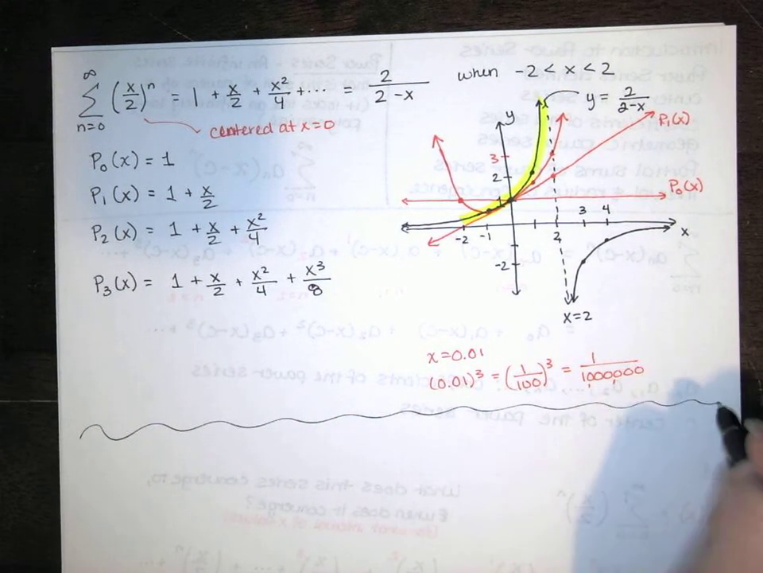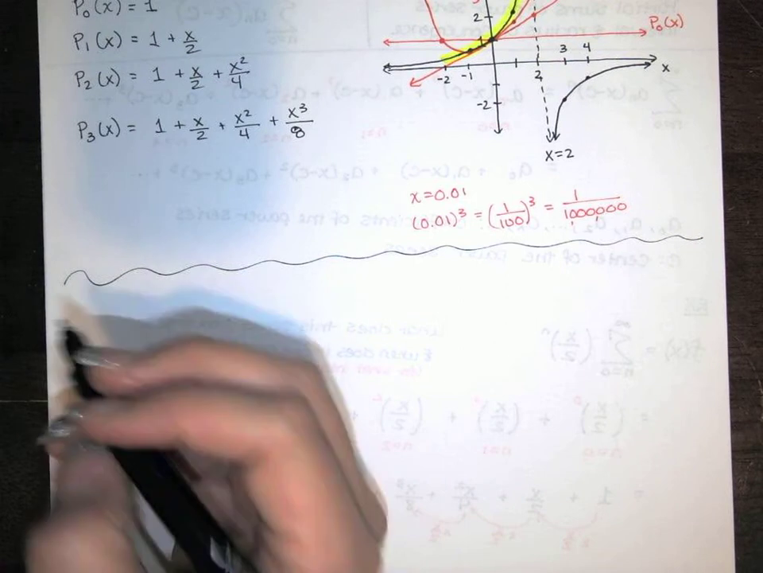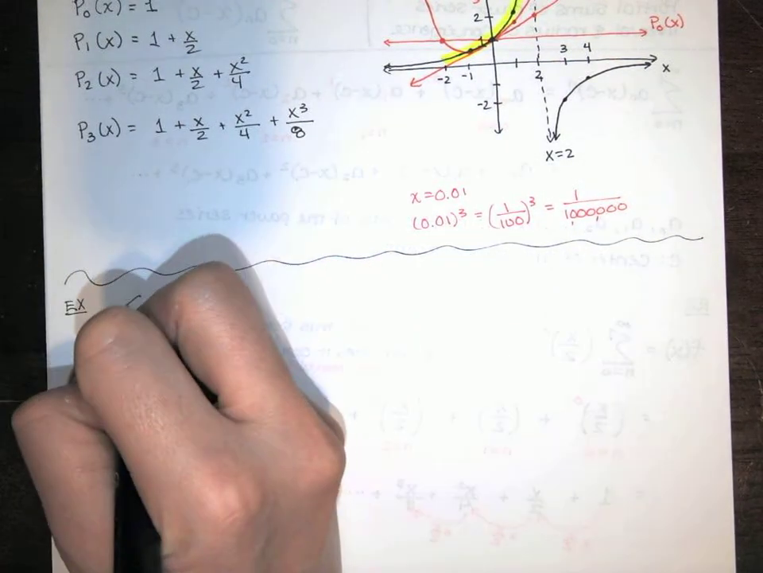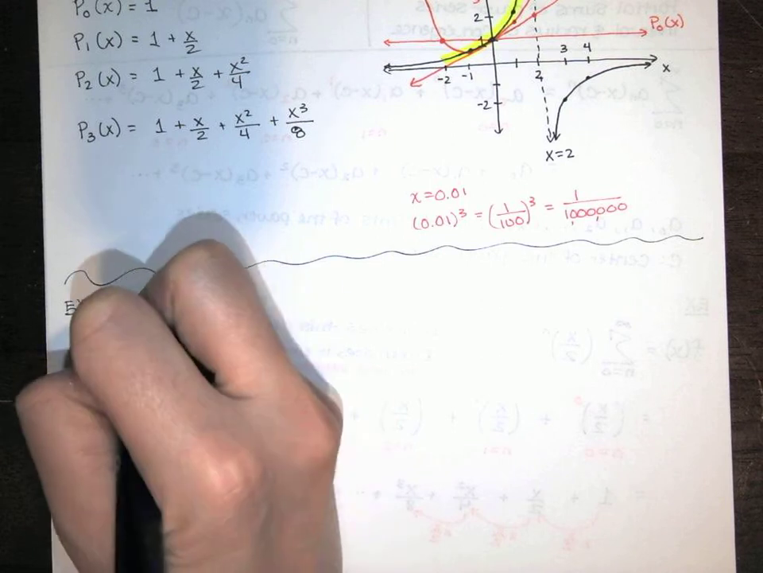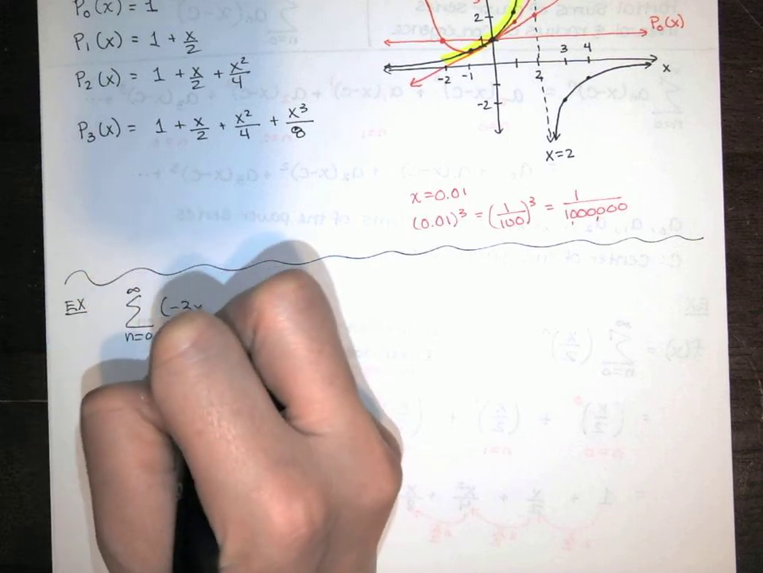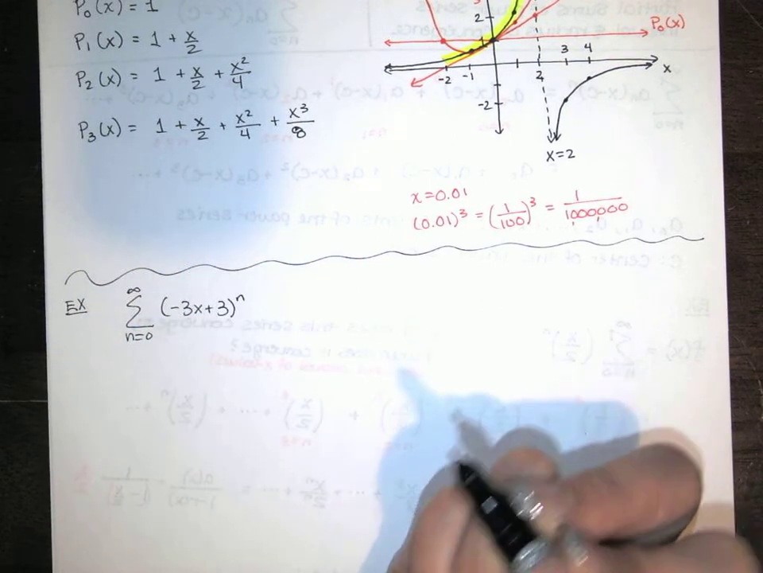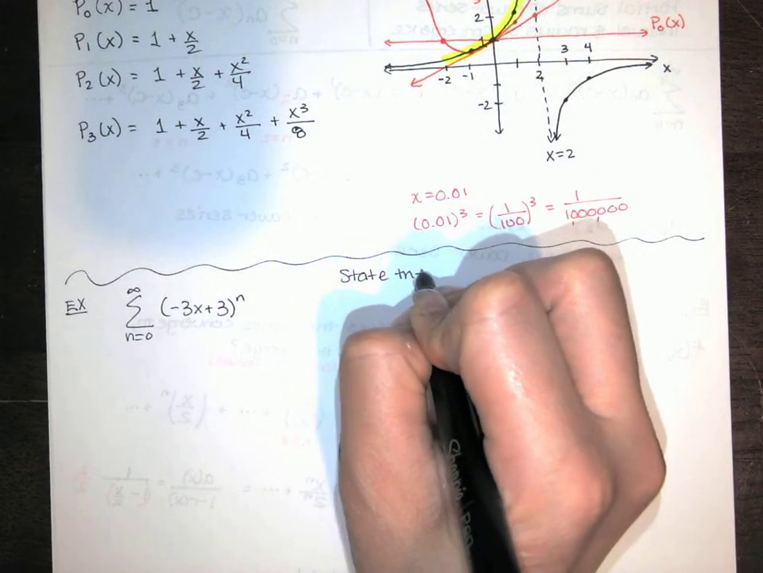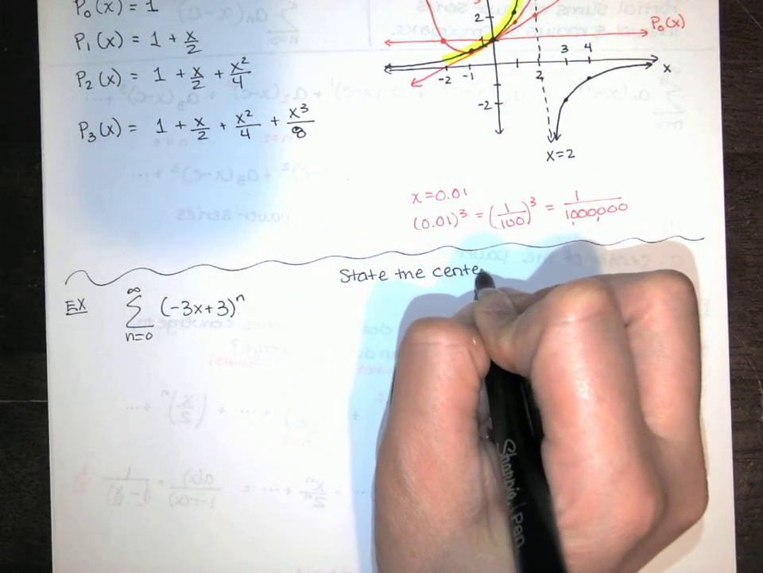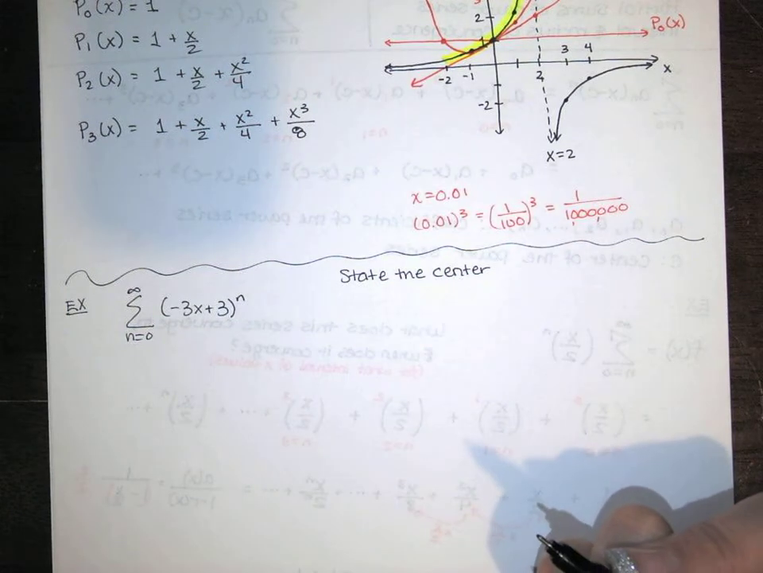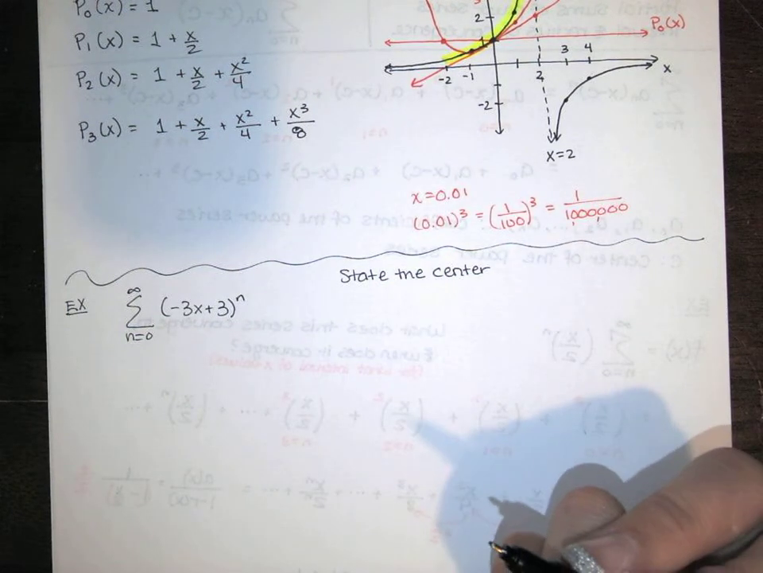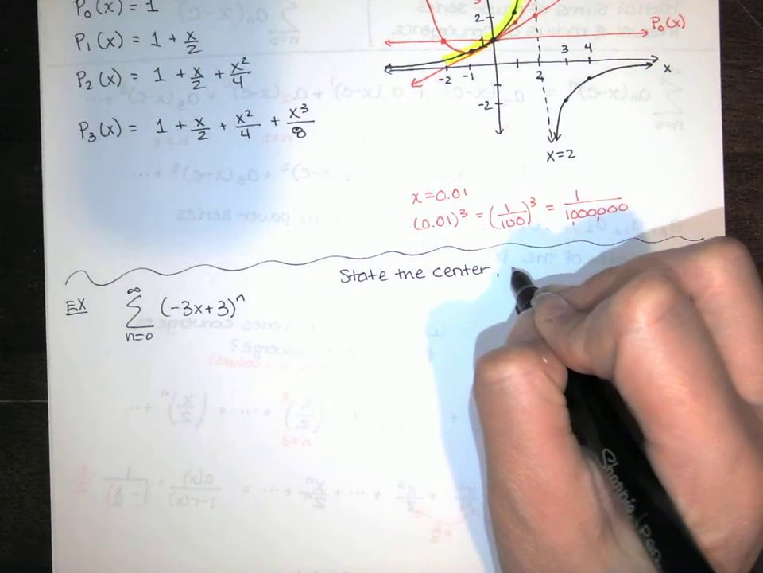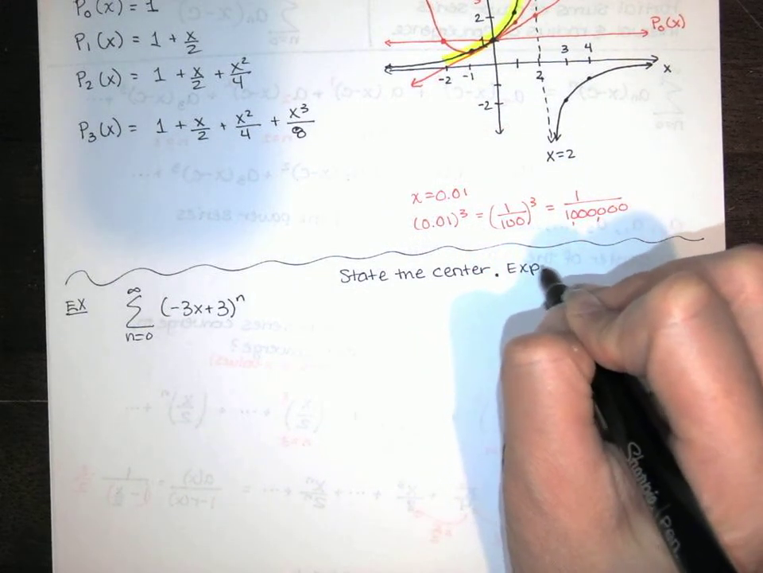Now let's look at one more series, and then we'll look at one more idea before we end this video. So let's say you're given this: the sum as n goes from 0 to infinity of negative 3x plus 3, all raised to the nth power. And you're asked to state the center of the series. So what is being subtracted or added to the x as you go from term to term. And we want to expand the series just to get a sense of what's going on.